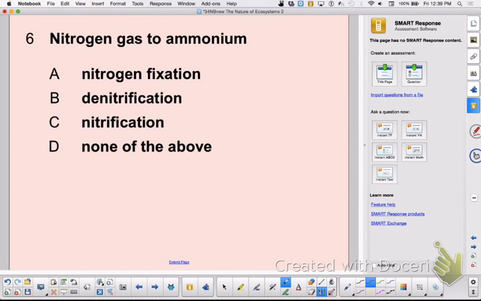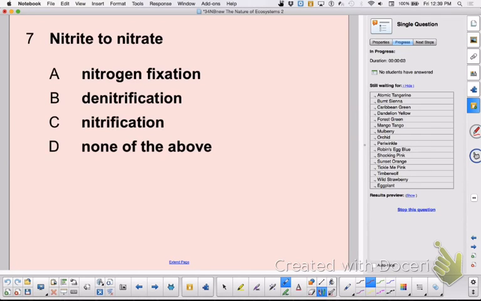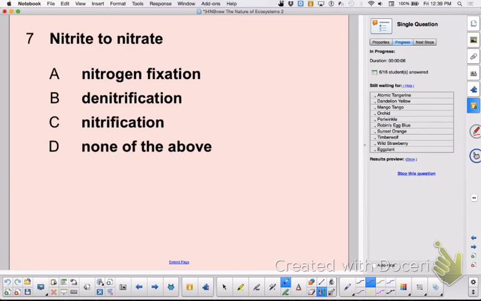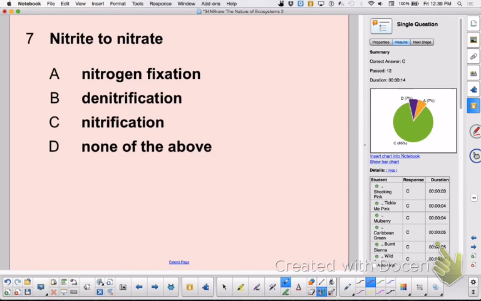Good, nitrogen fixation. Yeah, that one's nitrogen fixation. You're going from nitrogen gas in the air to what? Ammonium. Think it through when you're answering so you get them all right. Okay, good. Most of you got that. Nitrite to nitrate is what? Nitrification.